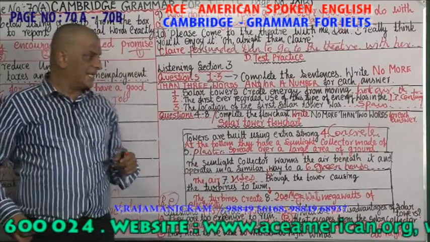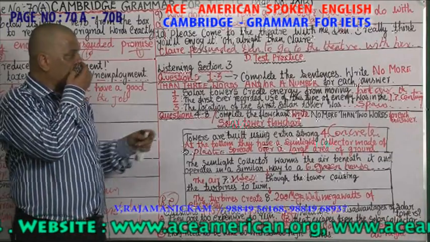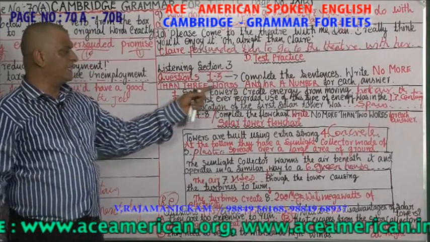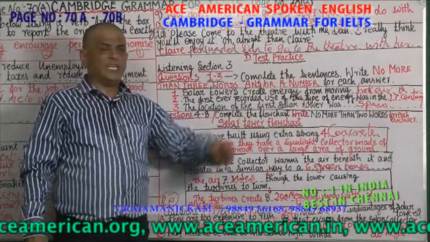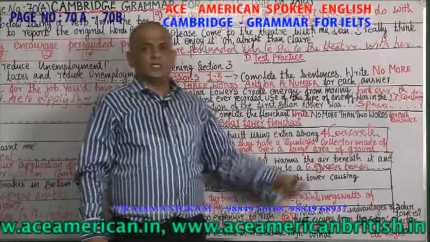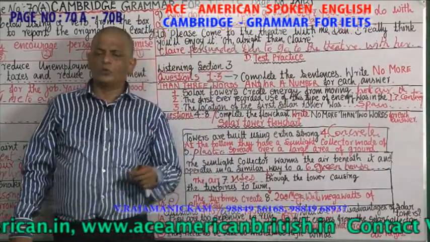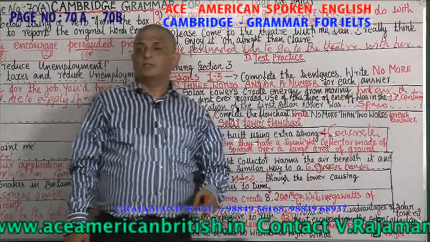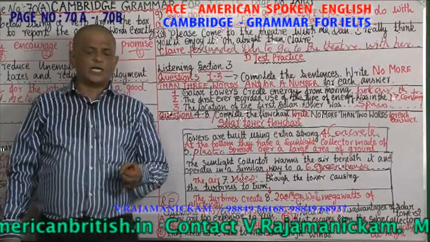ஸோ இதுதான் நீங்கள் லிஸ்னிங் ஸ்பீச்சில் கேட்குறீங்க. ஸோ கம்ப்ளீட் த சென்டென்சஸ், ரைட் நாட் மோர் தென் 3 words and or a number for each answer. Solar towers create energy from moving. அப்போ சோலார் டவர்ஸ் எப்படி கரண்ட்டை உற்பத்தி பண்ணுகிறது? ஹாட் ஏர், நல்ல சூடான காற்று மூலமாக.